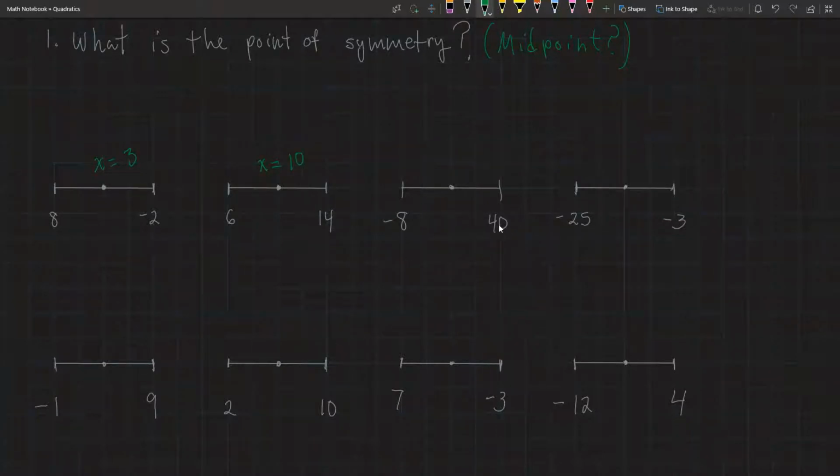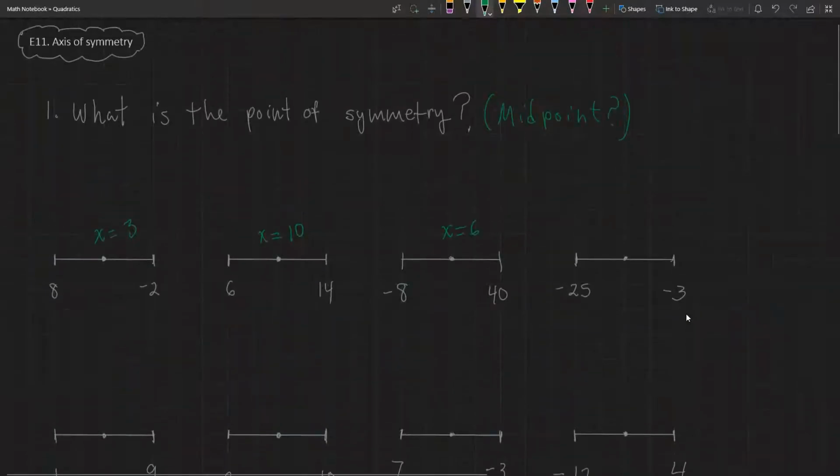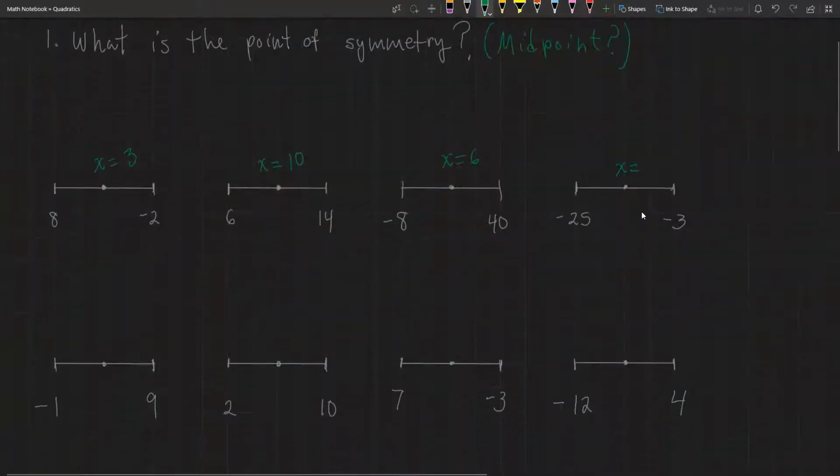And what's the average of this? This is 32 divided by 2, x equals 16. And I'm writing them as x. Think of the x-axis. These are all horizontally aligned, so we're thinking of the x-axis. What's the midpoint of these two x values? Negative 25 and negative 3 is negative 28, divided by 2.